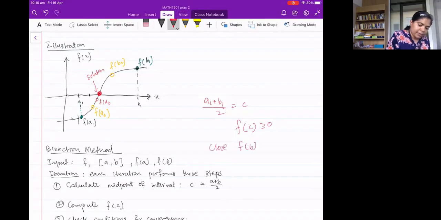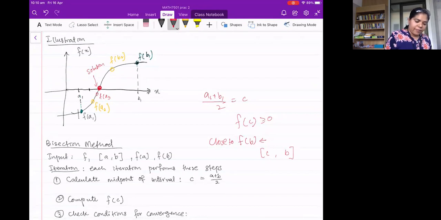So then the new interval would be c, b, okay? And like that, it just goes on. If it is less than 0, then the new interval would be a, c. So that's the idea behind the bisection method.